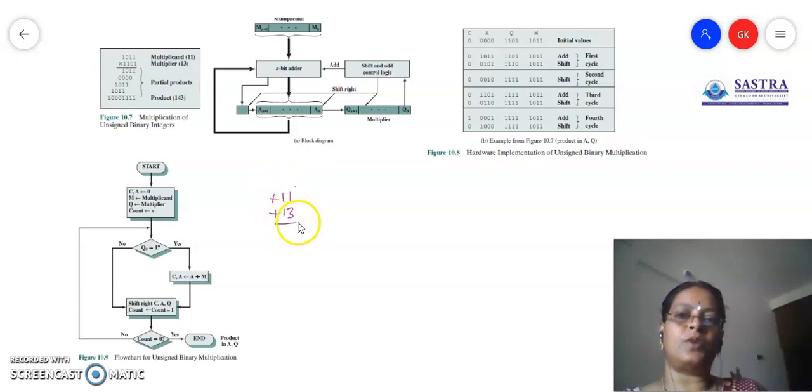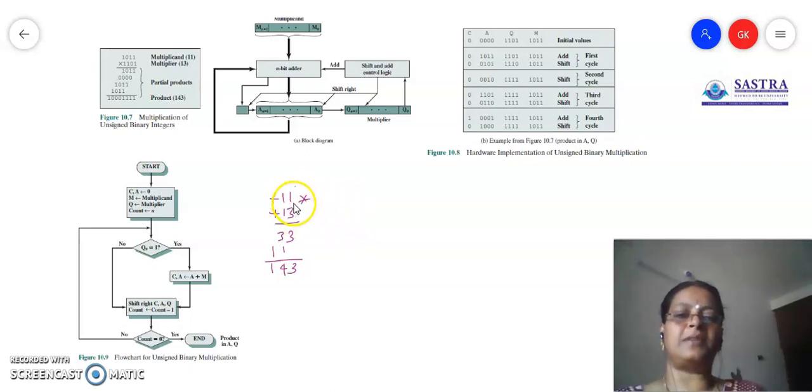If you see, the product will be: 1 times 3 is 3, 3 and 3, 1 times 1 is 1, 1 times 1 is 1. So the decimal product will be 143. Okay, so we are going to multiply this. How are we going to do this multiplication in the form of binary?